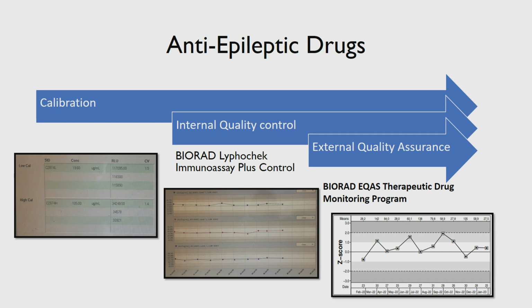So after calibration is successfully passed, we will be performing an internal quality control, which would have 3 levels of control. And once we have the 3 levels of control passed for the anti-epileptic drug, we will also be looking into the external quality assurance program, which shows consistently normal results.